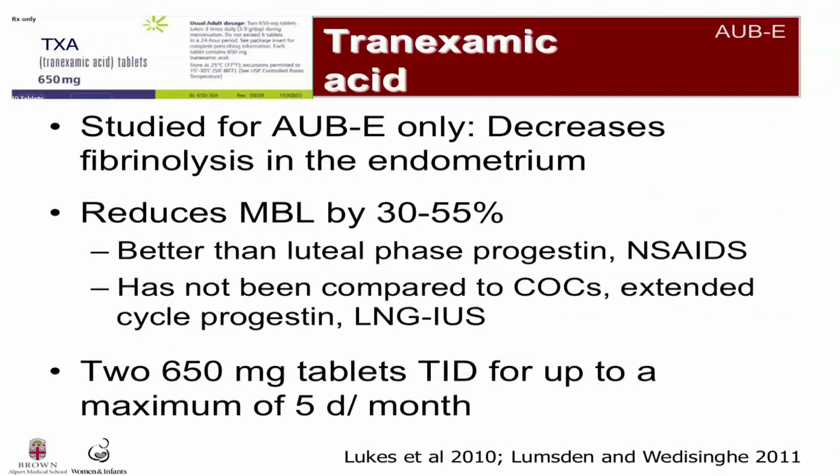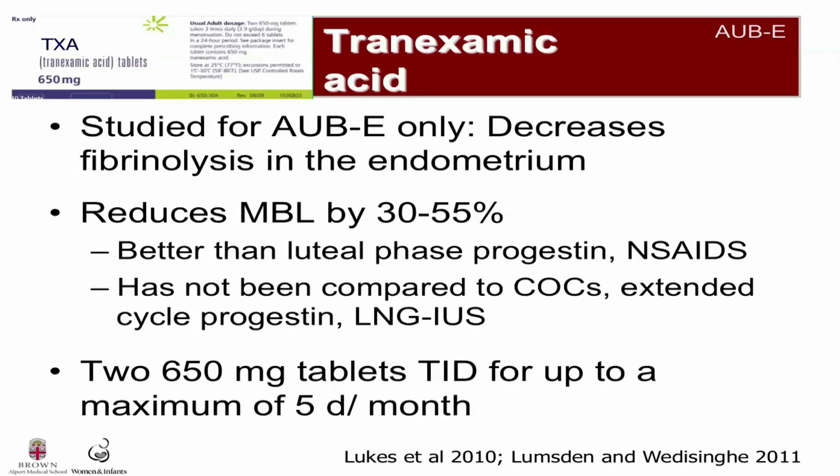Tranexamic acid has been studied only for patients with AUB-E, heavy and regular bleeding, and it works by decreasing fibrinolysis at the level of the endometrium. Studies have shown that it reduces menstrual blood loss by 30 to 55%, and that it's better than luteal phase progestins and NSAIDs, but it hasn't been compared to combined oral contraceptives, extended cycle progestins, or the levonorgestrel intrauterine system.